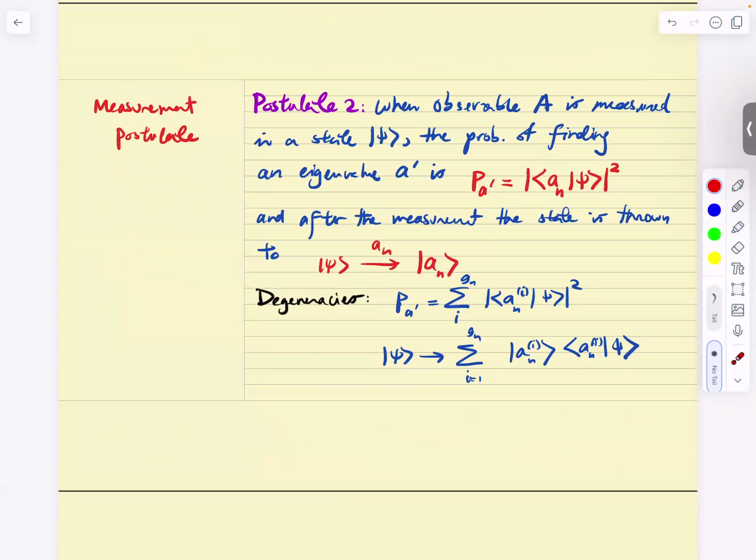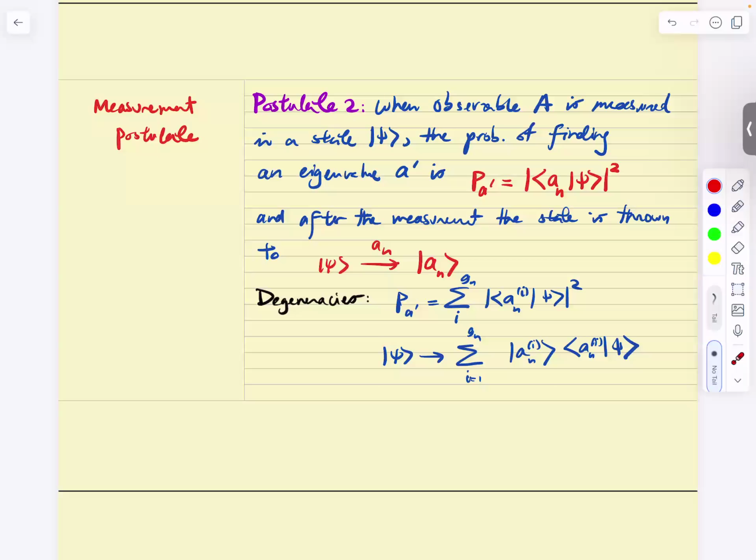It's a measurement postulate. It says when observable A is measured in some state, which now is a ket psi, the probability of finding an eigenvalue A prime is P of A prime is that guy. We went over that, right? The component of the vector, the normal component of the vector. And after the measurement, the state is thrown to the corresponding eigenvalue.